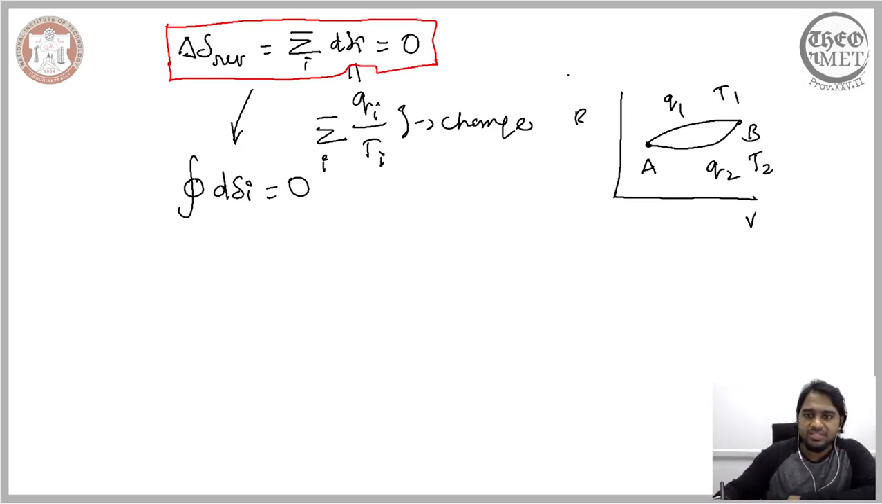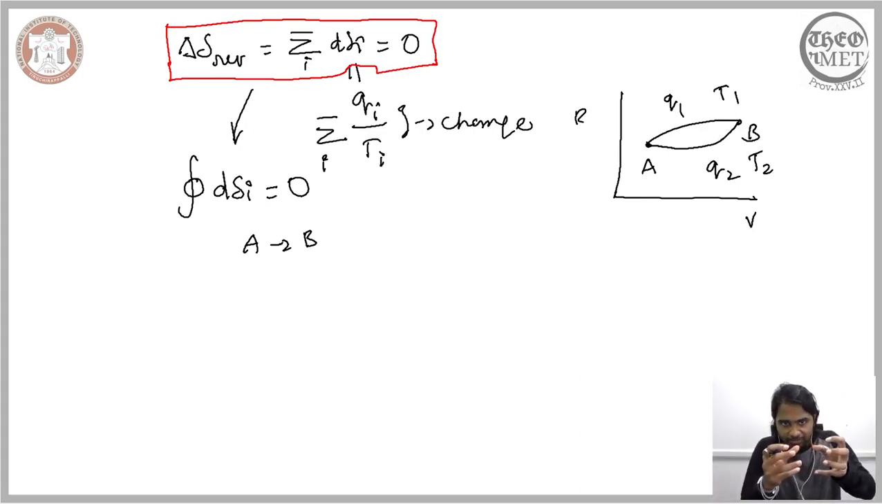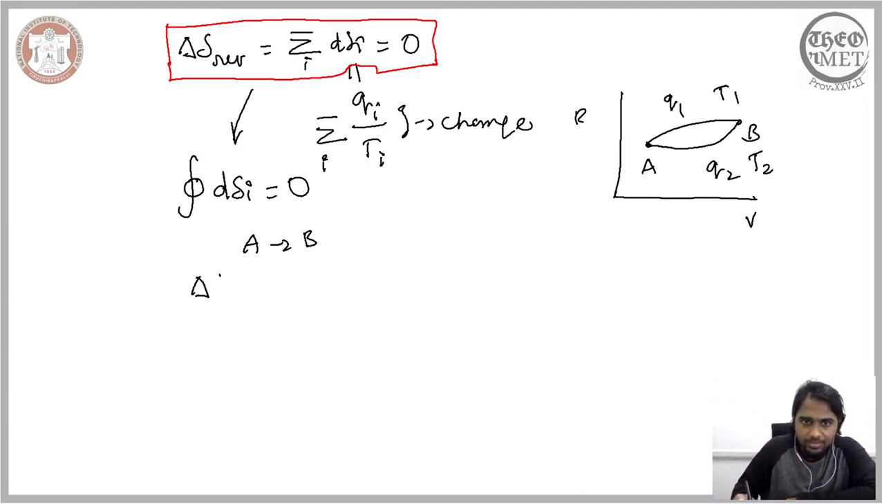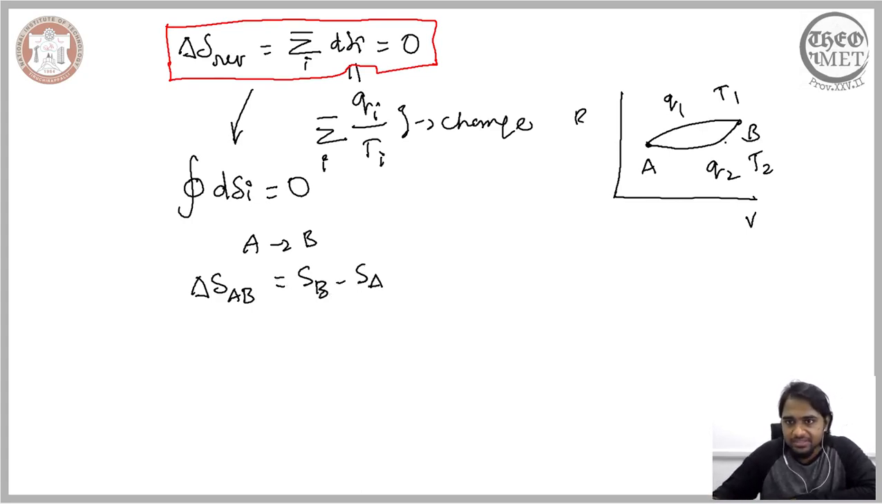Now when you consider the overall change in the entropy, let us consider the change in the state from A to B. During this step, that is the change in the state of the system from A to B, the difference in the entropy, that is delta S AB, would be SB minus SA. So this is the first step.